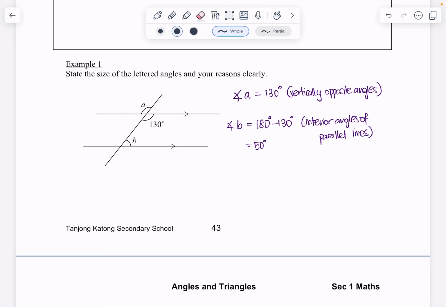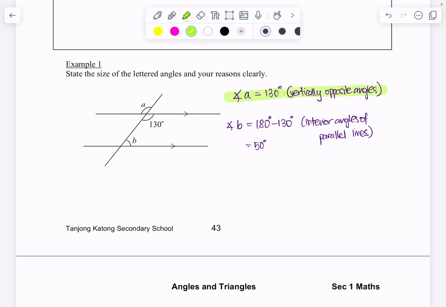In this question, the two lines given are parallel, therefore we will be able to make use of our angle properties as well. Now let us look at how we can find angle A. Since these two lines are straight lines, we actually do not even need to use parallel lines properties. The two angles here are vertically opposite angles, and therefore these two angles will be equal. So we can just present our answer as angle A is 130, and in brackets we state the reason, vertically opposite angles.